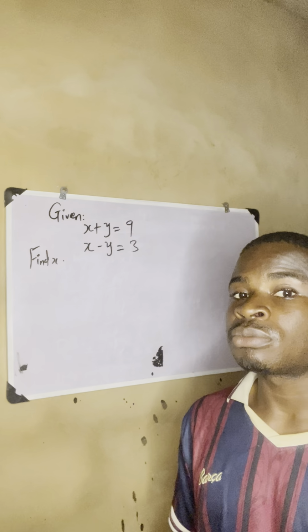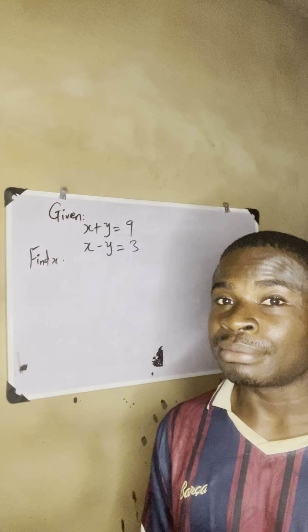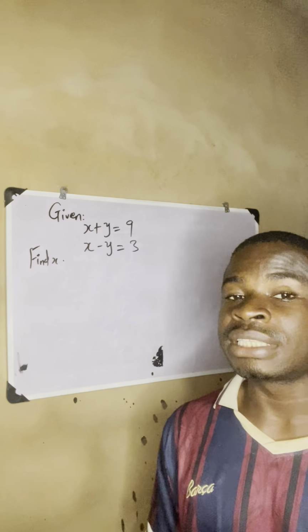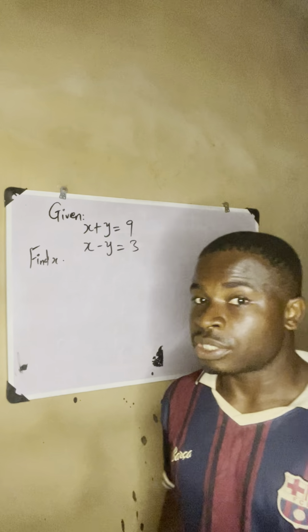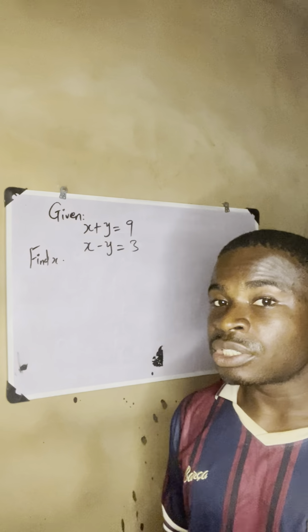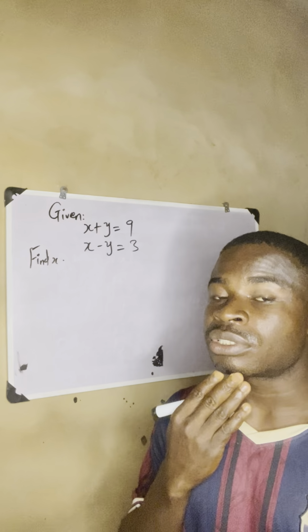So simultaneous equations means solving two or more equations at the same time. Simultaneous means at the same time. So we have two equations and we want to solve those two equations at the same time. That is why it is termed simultaneous equations. So I'm going to be teaching you the elimination method. It is one of the methods of solving simultaneous equations.